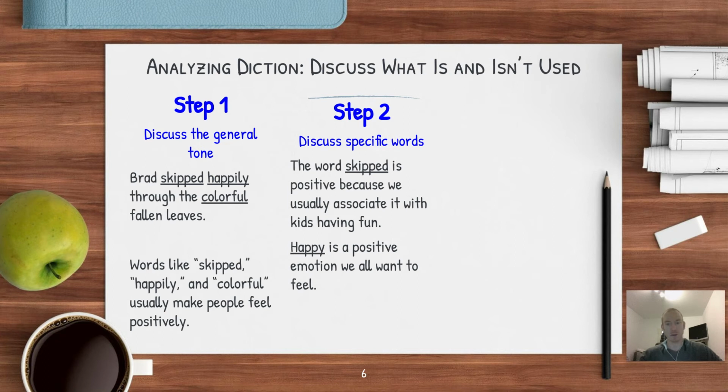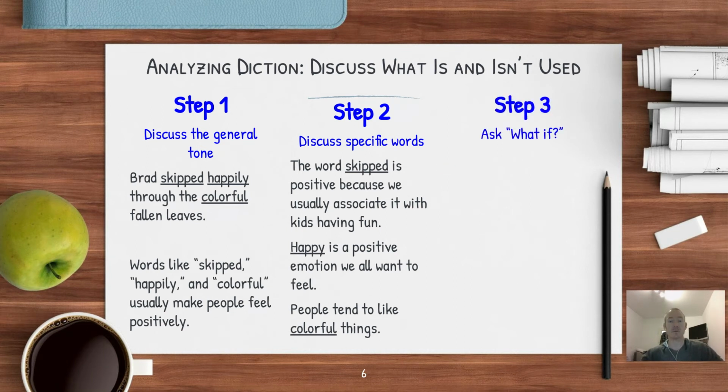Happy is a positive emotion that we all want to feel. And then colorful, people tend to like colorful things rather than things that are devoid of color. Okay, so that's step two, is to unpack the individual words that are important in the sentence. Then step three is ask the question, what if?